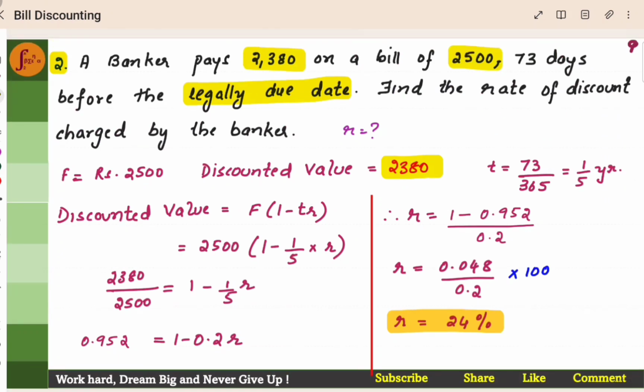What is the discounted value formula? We'll have to use the discounted value formula, which is F into 1 minus TR, right? F is 2,500. T is 73 days before the legally due date. So you have to first find T in terms of years, right? It is 73 days, convert it to years. So it will be 73 by 365, which is 1/5. So when I substitute, I'll get R as 24%.